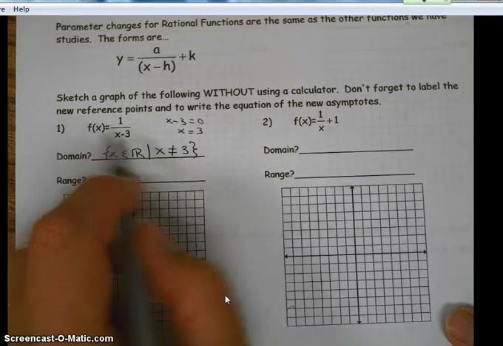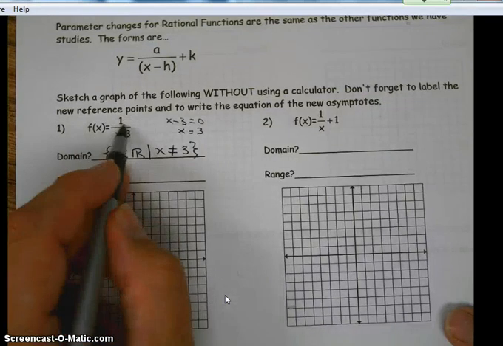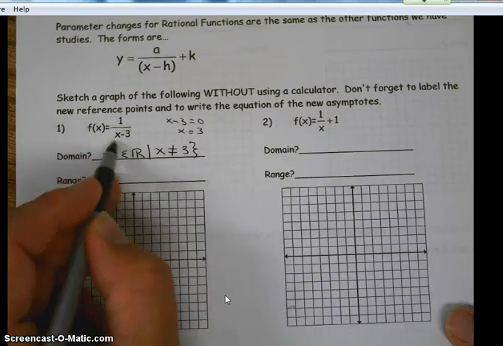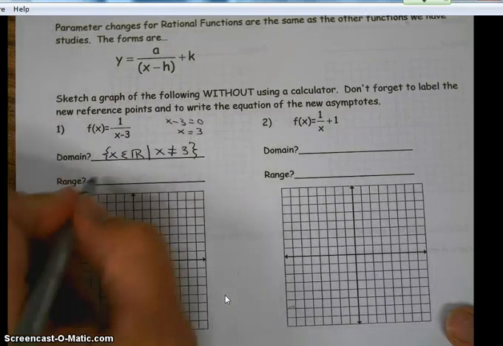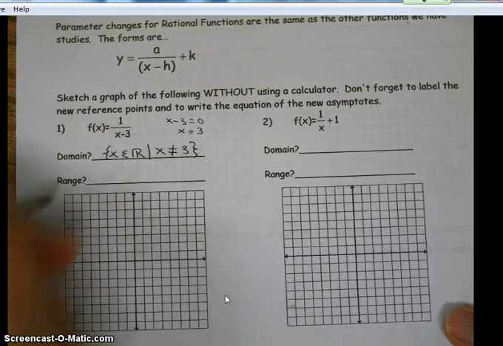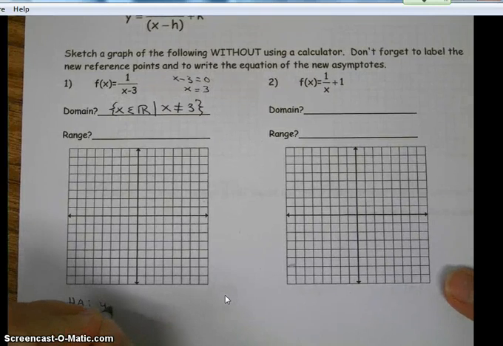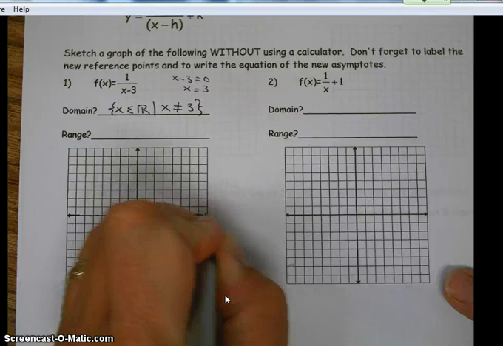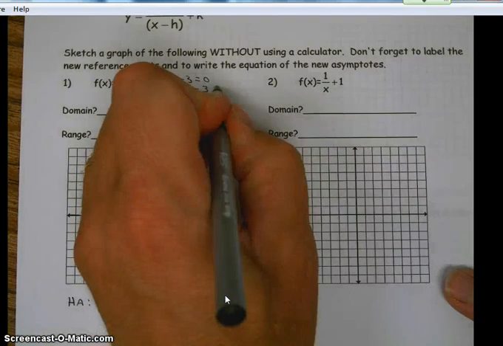Remember, a rational function has a horizontal asymptote as well. Notice the degree of the numerator is less than the degree of the denominator. The degree of the numerator is 0. The degree of the denominator is 1. So the horizontal asymptote, which isn't here, is going to be y equals 0. Let me write this down here. So horizontal asymptote at y equals 0. And then we have a vertical asymptote. Remember, that's going to be your x equals 3. That's going to be your vertical asymptote.